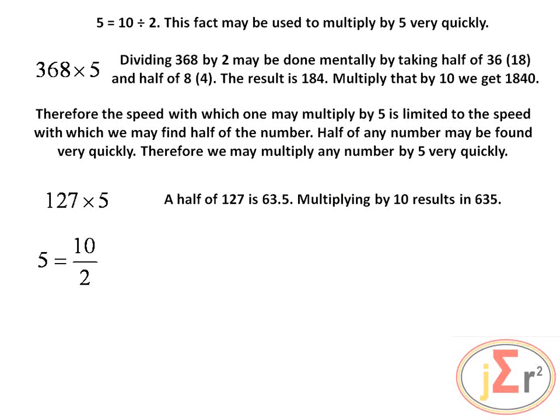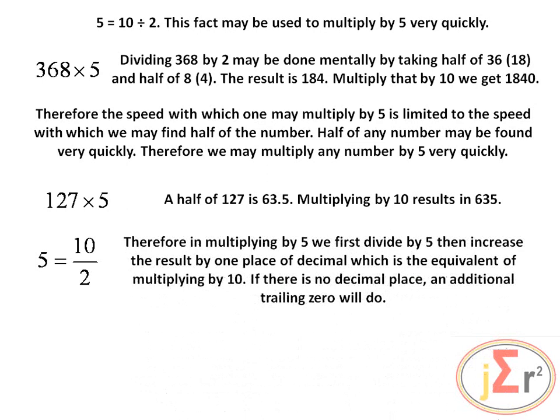So 5 is 10 divided by 2. Therefore, in multiplying by 5, we first divide by 2. Then increase the result by 1 place of decimal, which is the equivalent of multiplying by 10. If there is no decimal place, an additional trailing 0 will do. So, since 5 is equal to 10 divided by 2, if we are multiplying by 5, we divide by 2 and multiply by 10. It is as easy as that.